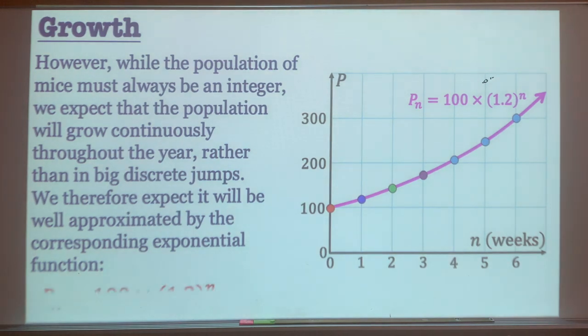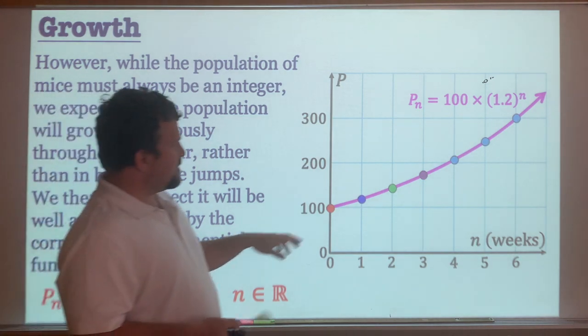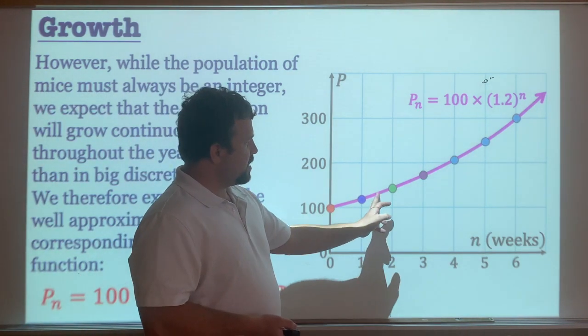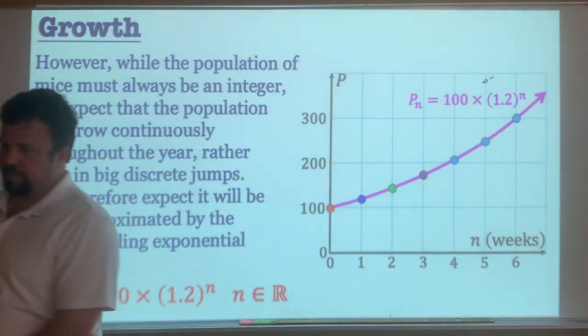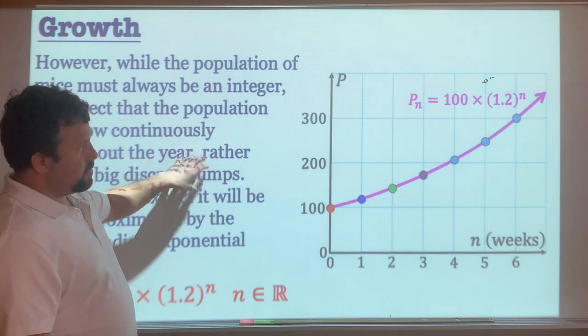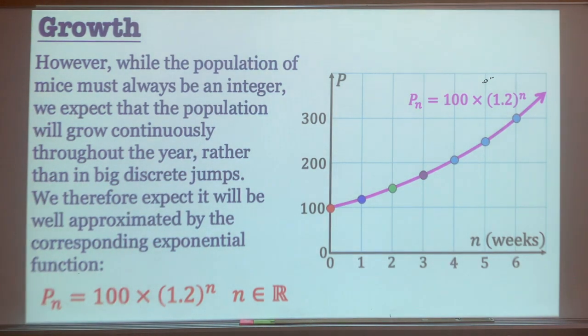Right? Now, our formula is P of n equals 100 times 1.2 to the n, where now n is all real numbers. Okay, so now they're going to say, okay, what if it's between 1 week and 2 weeks? Can you figure it out if it's a half week? Yeah. So you can figure it out anywhere on this graph now. So you're creating the graphs, you're creating the problems in order to fill in missing information.